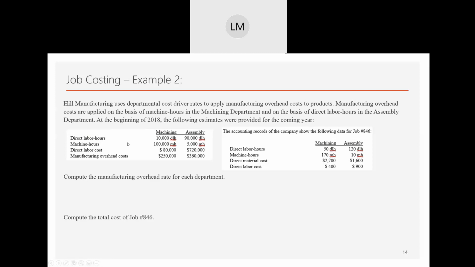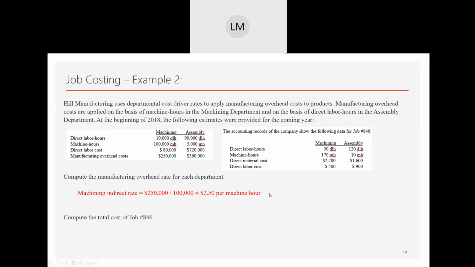And so based on this, what do we have here? Now the machining indirect rate is going to be $2.50 per machine hour. How do we get that? Well, in the problem, we're told manufacturing overhead costs are applied on the basis of machine hours in the machining department. So I'm going to take my estimated overhead of $250,000, and my allocation base is machine hours. So how many machine hours do I expect to use next year? Well, I expect to use 100,000. So if I spread out those overhead costs of $250,000 over 100,000 machine hours, I'm going to get a rate of $2.50 per machine hour.